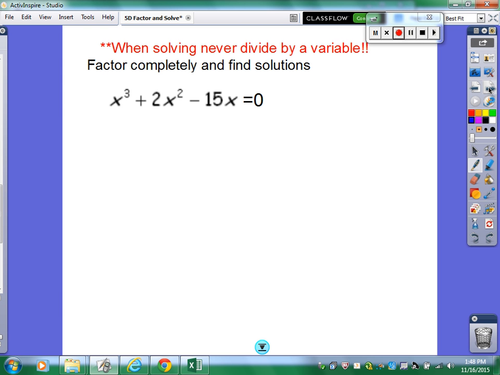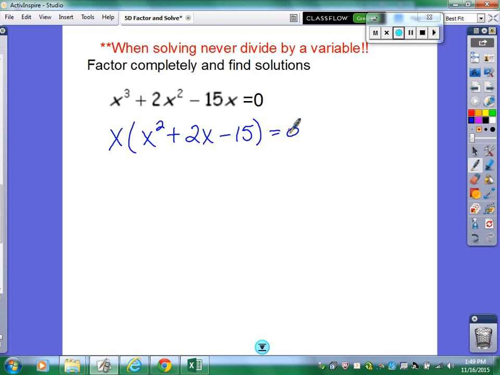Alright, so make a note here. When solving, never divide by a variable. This thing should have 3 solutions because of its degree. Even though there's a common factor of x here, I have to keep that x. I can't divide by a variable. If I do that, that gets rid of one of my solutions. That's one of my factors.